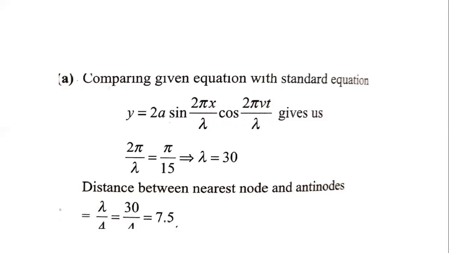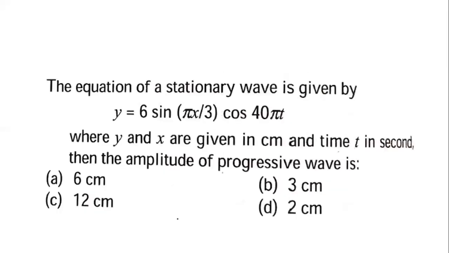So wavelength is given as 30 divided by 4. So 30 divided by 4 is what? 7.5. So the answer is A. Let's go to the next question.